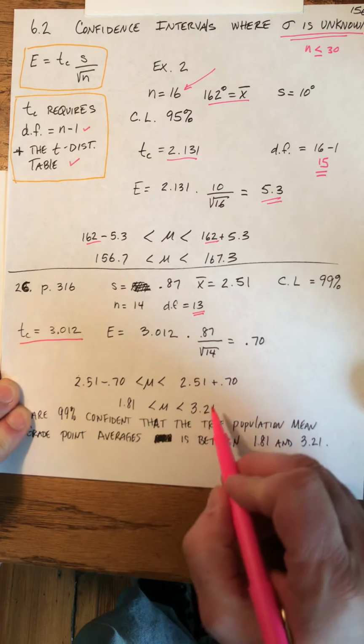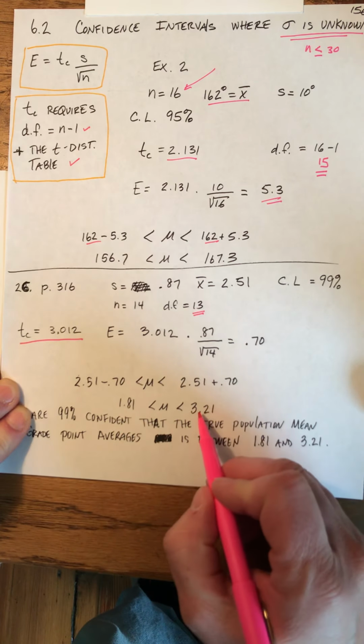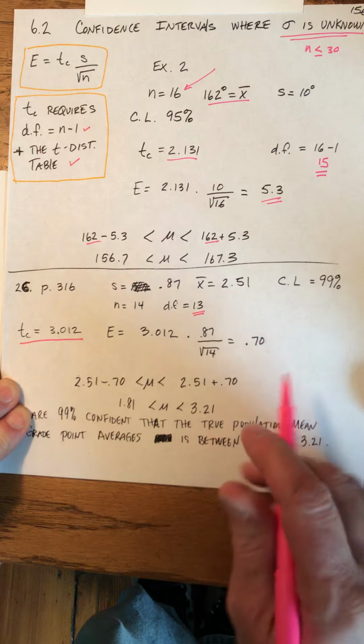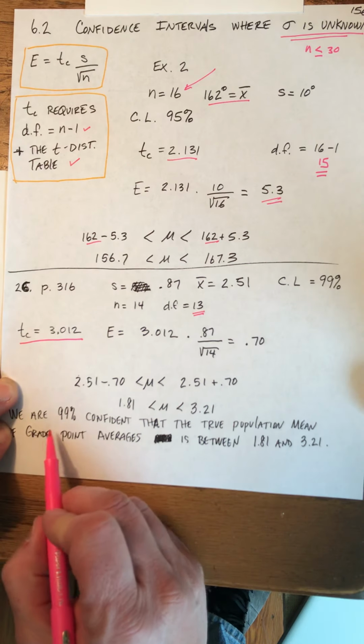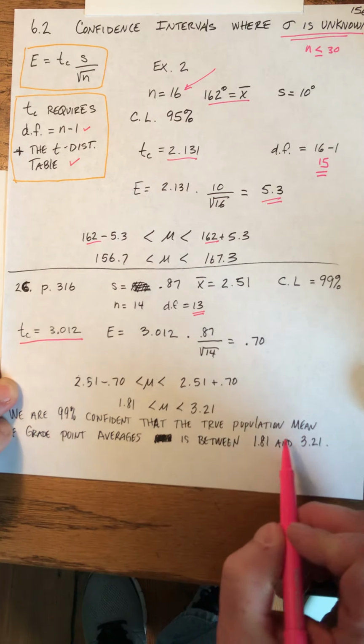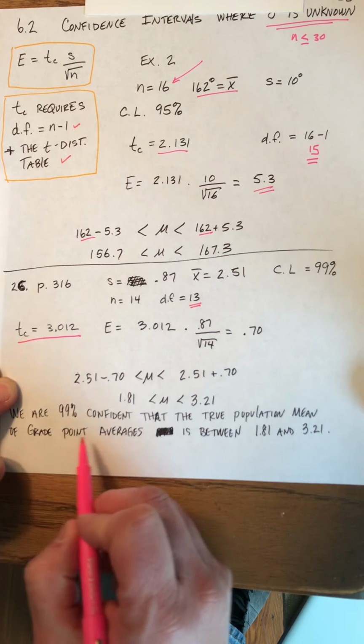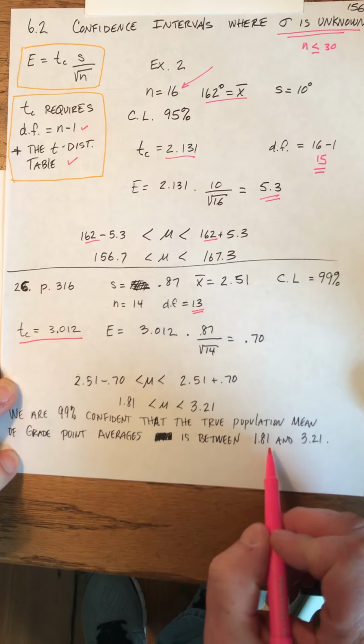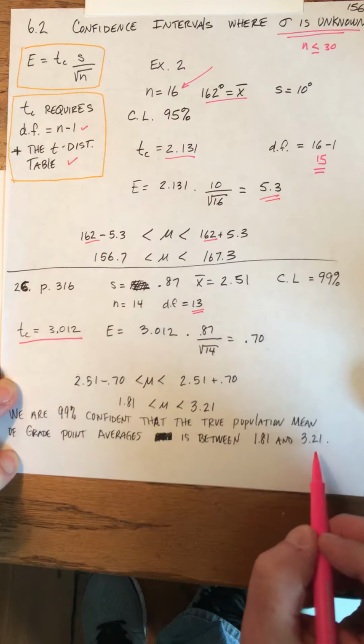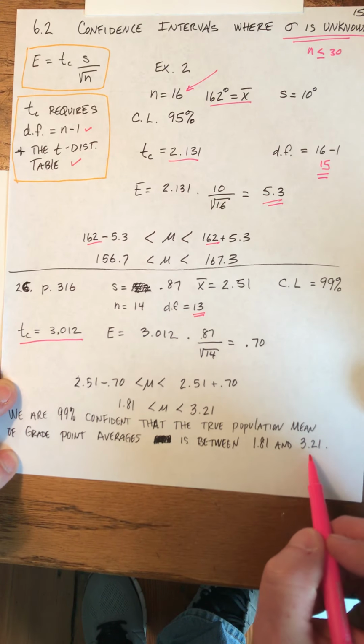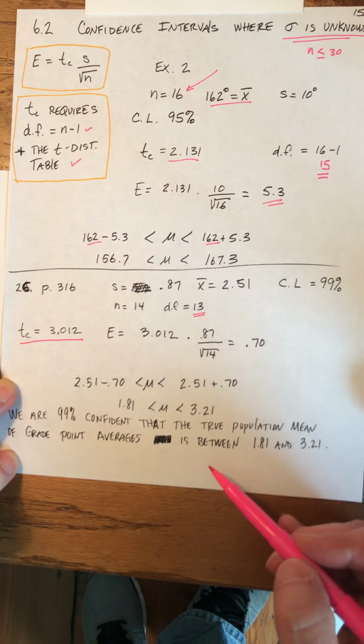So if I subtract it and add it on both sides of this, now I have my interval. We're 99% confident that the true population mean of all the grade point averages is somewhere in between 1.81 and 3.21.